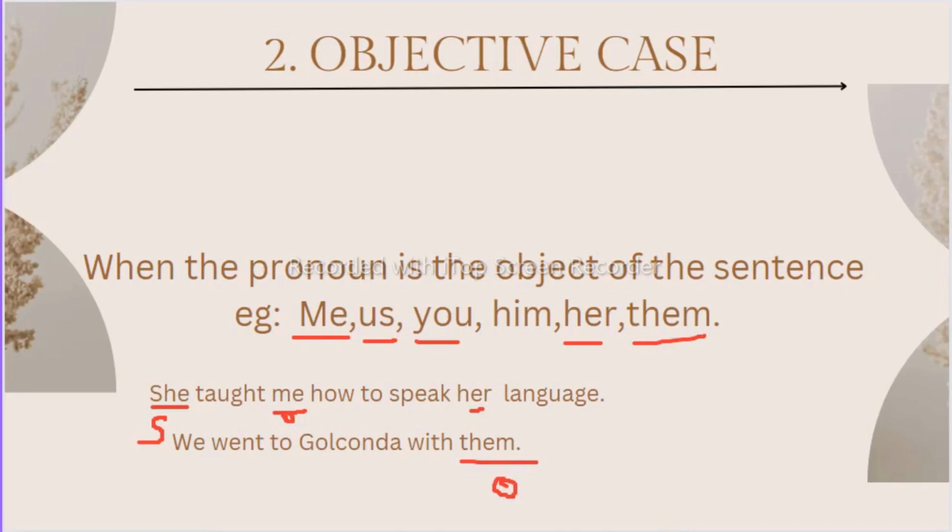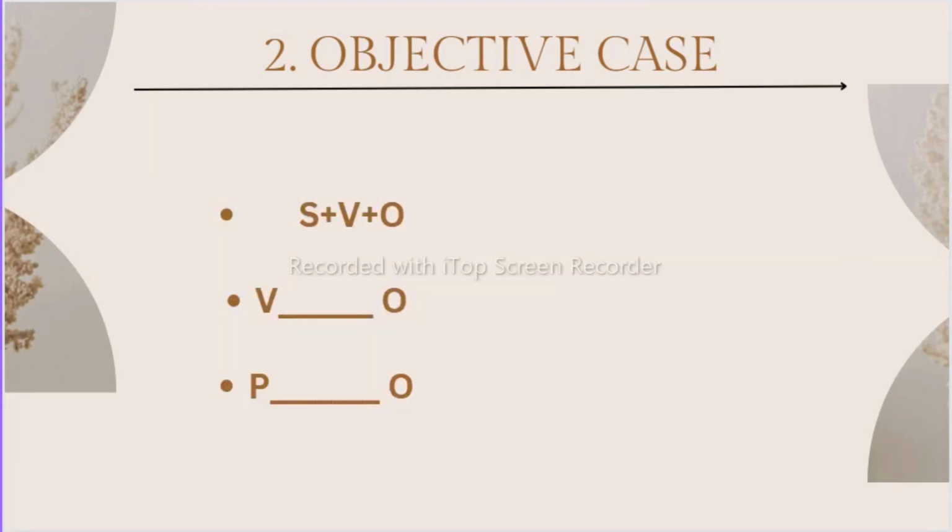Let us see this objective case in detail. Generally in short sentences we can easily find the subject and object. But when the sentence becomes long and complex, it is not easy to do the parsing of the sentence. So we should follow some basics to know the different parts of speech. As I told you, this is the structure of the sentence: subject plus verb plus object. First the subject will follow in a sentence, then the verb. After the verb, the object will follow. This is the structure of the sentence.